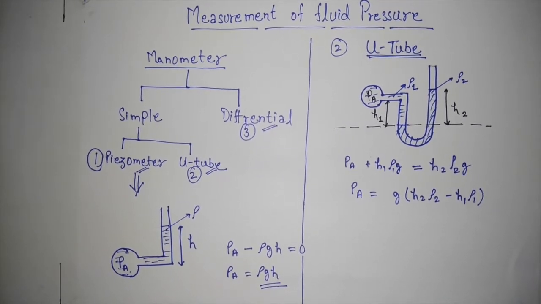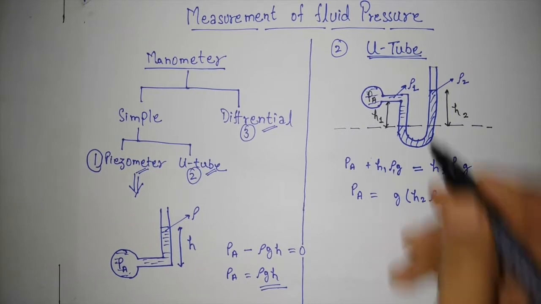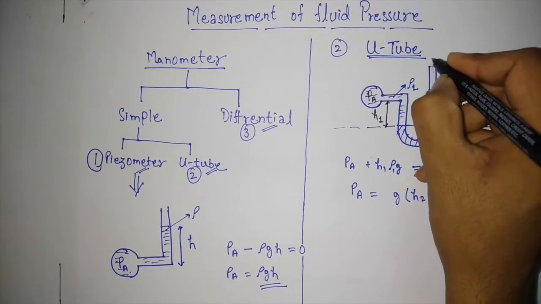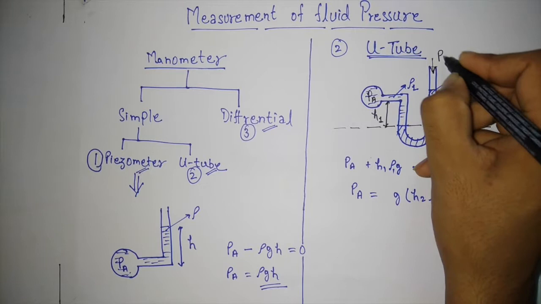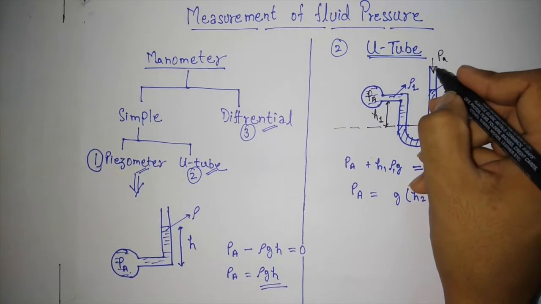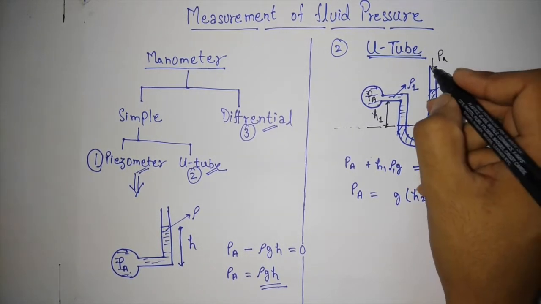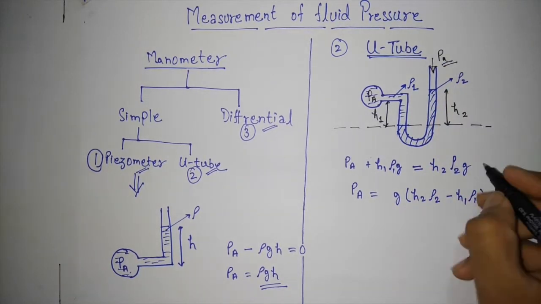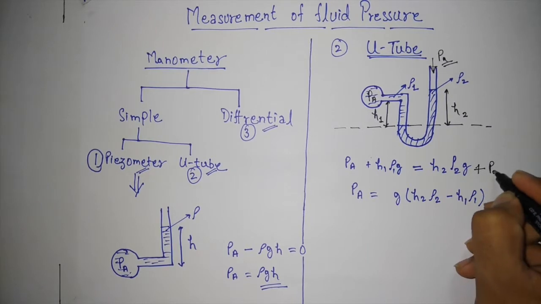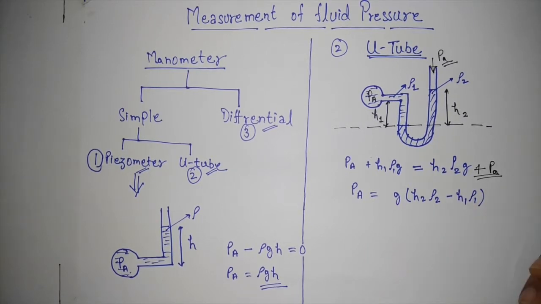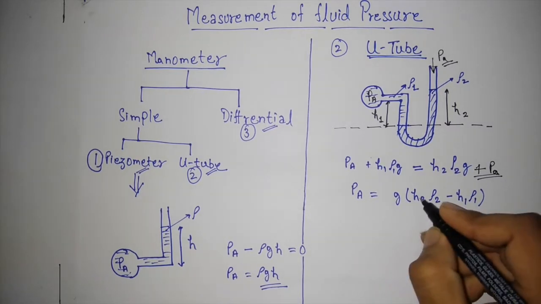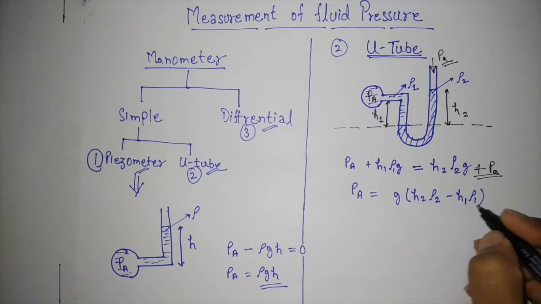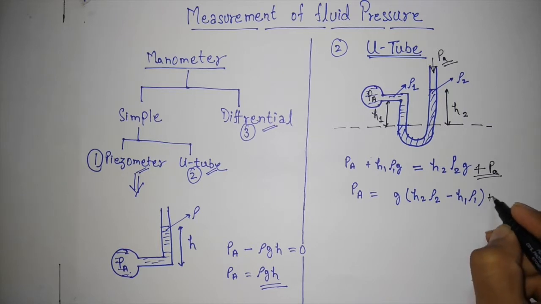Now one thing to keep in mind, in several questions they also tell you to consider the atmospheric pressure. That is, the manometer head will not be closed, it will be open, so the atmospheric pressure will also act on it. So an extra term, PATM, will be added on the right hand side. So now PA will be equal to G into (H2 rho 2 minus H1 rho 1) plus PATM.